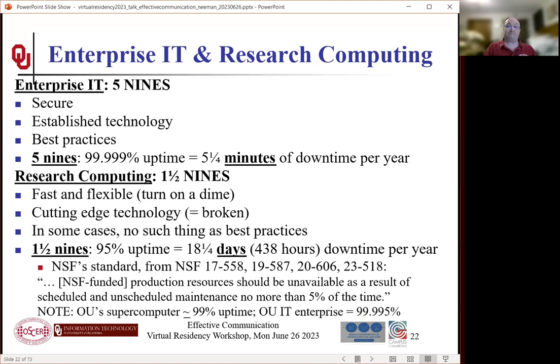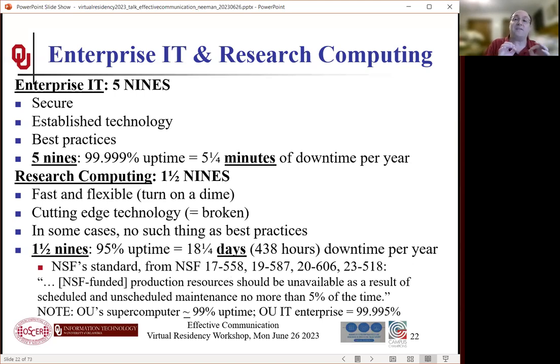5% of the time. Now, here at my institution, research computing, we actually run at 98.8% uptime, and enterprise is actually running at 99.995, so about 4.5 nines, and we're at not quite 2 nines. Right? But same principle.